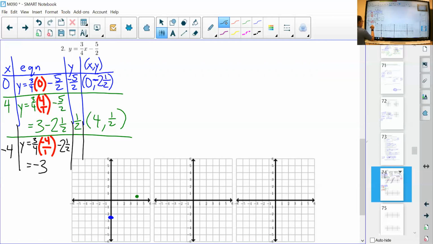So it was negative 3, minus 2.5. Negative 3 minus some more, so I'm adding 3 and 2.5 to get 5.5 and using the sign that they both share, negative. Negative 5.5. So my point is negative 4, negative 5.5.